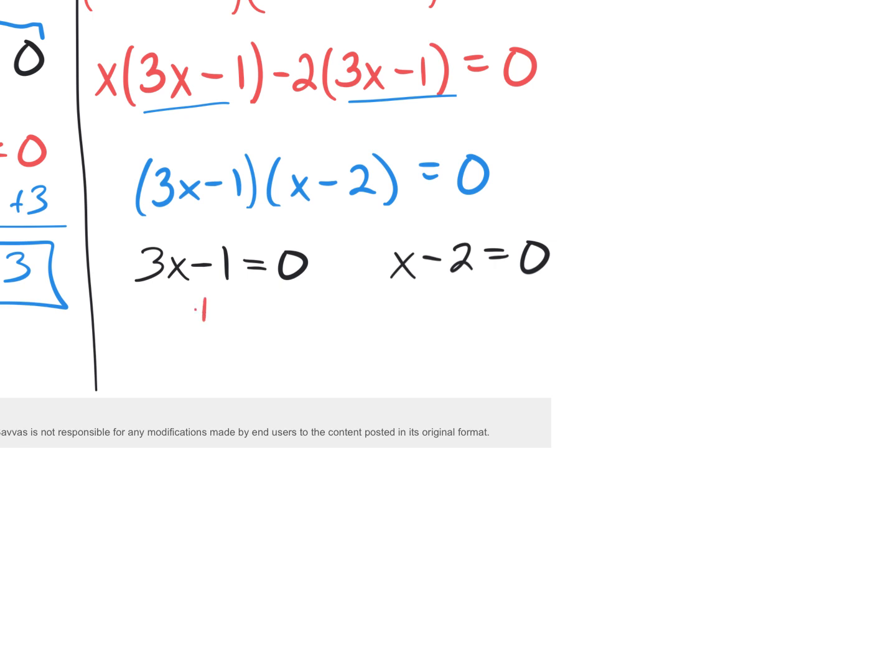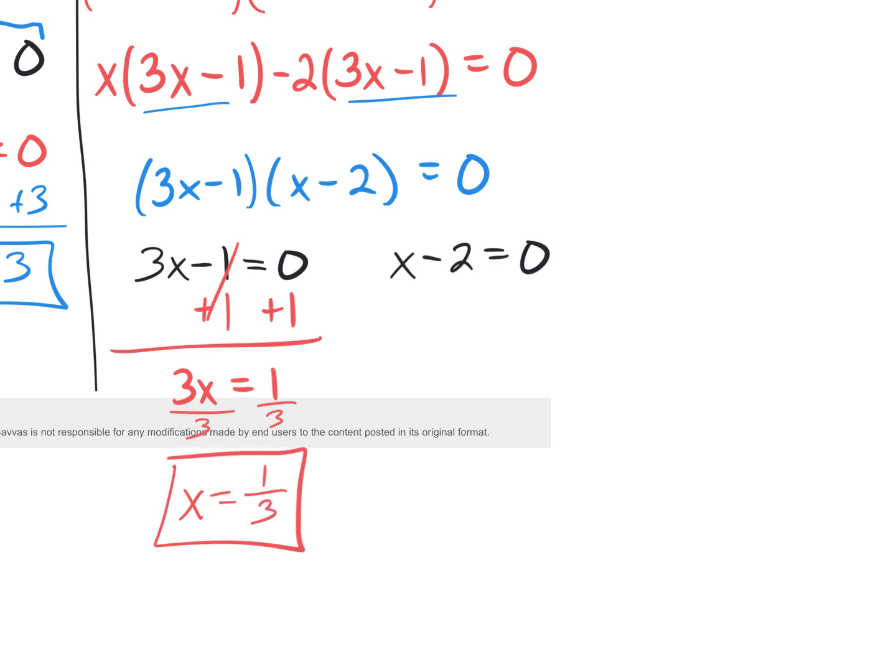Oh, divided by 3. I need to add 1 first. So then I have 3x equals 1. Now what do I do? Divide by 3. So I have x equals 1/3. That's one of my answers.